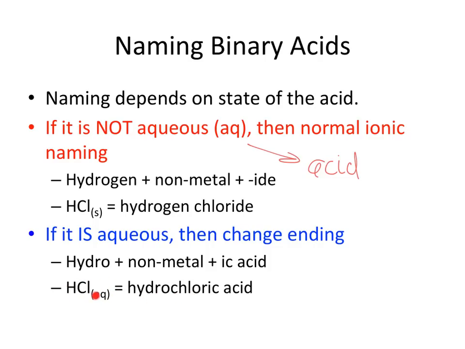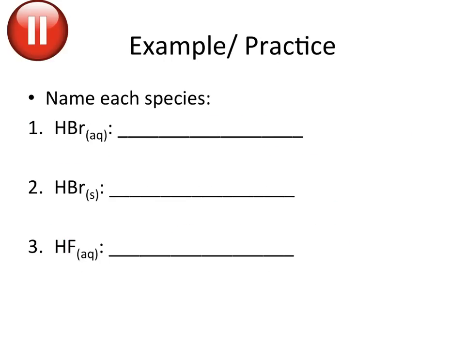Here's our chlorine, the chlor, and the ending turns into an ic acid. So it would be hydrochloric acid. So you have your hydro, your nonmetal, and your ic acid ending. So if they're aqueous, that means they exist in a dissolved form. And if they contain a hydrogen, that means it's going to be an acid. So hydrochloric acid. So here, just pause the video, practice, and see if you can get these names.